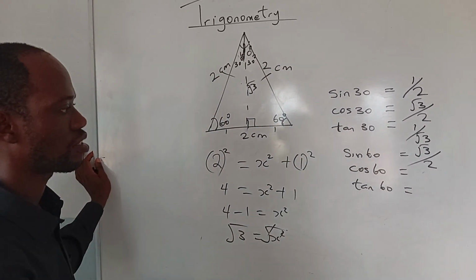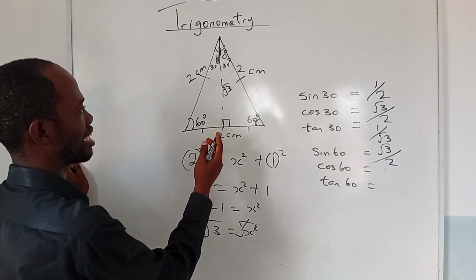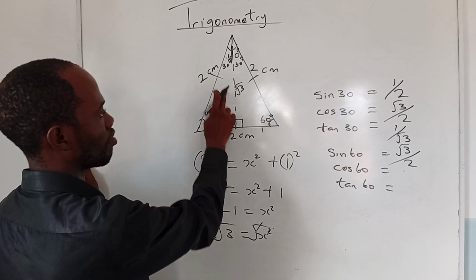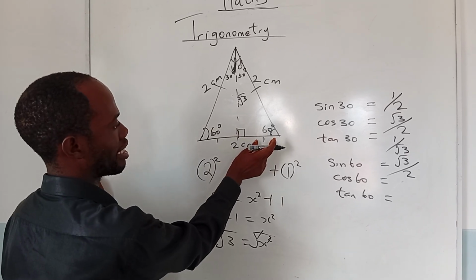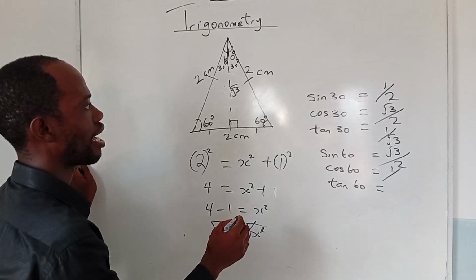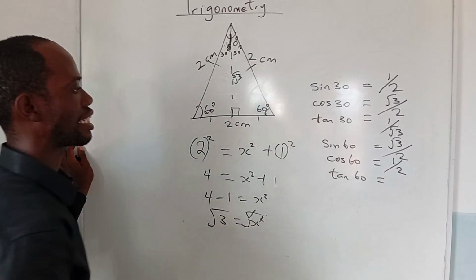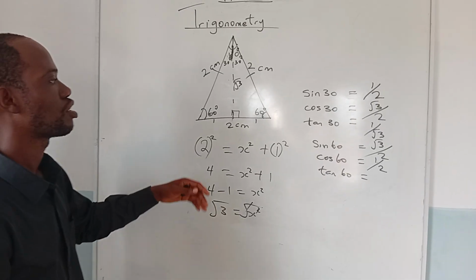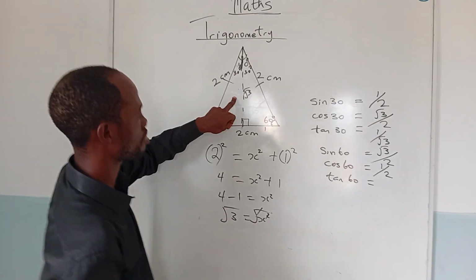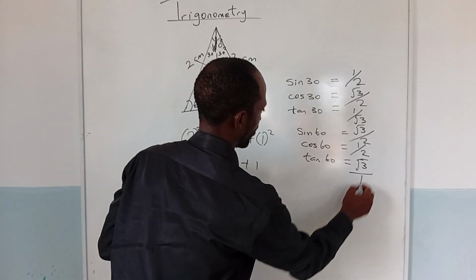Cos 60. The formula for cos is adjacent all over hypotenuse. Where is my adjacent? Since this is my opposite now, this one will be my adjacent. So 1 all over hypotenuse. What is my hypotenuse? 2. So 1 over 2. And then tan 60. What is tan? Opposite all over adjacent, root 3 all over 1.